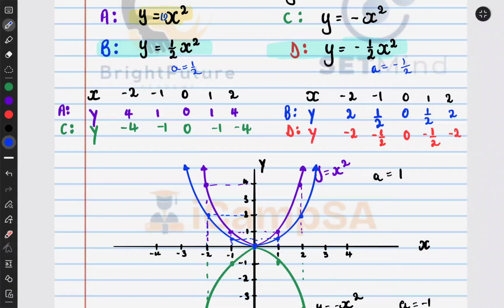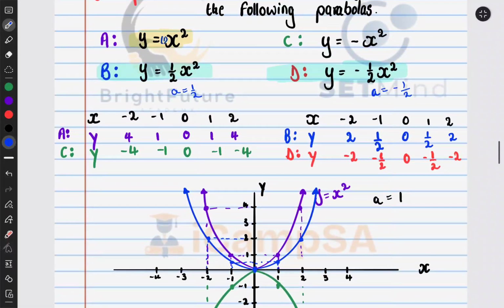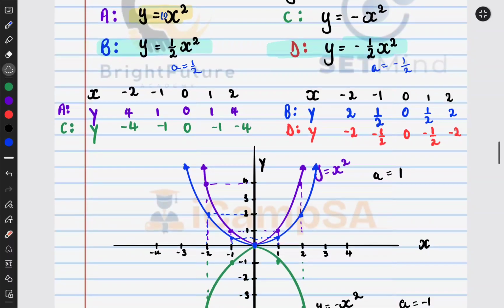And look what is happening here. You remember that as we increase the value of a, the coefficient of x squared, our function becomes closer and closer to the y-axis. So in other words, when we decrease the value of a, our function moves further and further away from the y-axis. That is what we are seeing happening here. The value of a for the a function was 1, and the value of a for the b function, the blue function, is 1 over 2. 1 over 2 is less than 1, so that's why we are seeing the function now moving away from the y-axis.